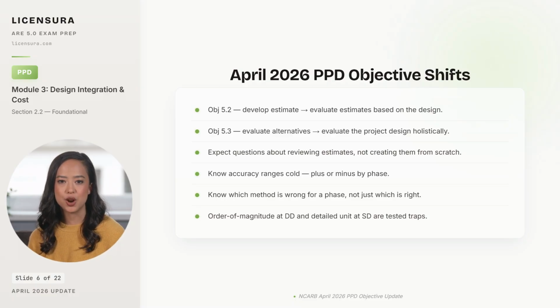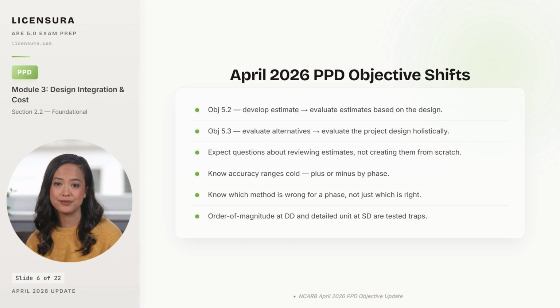Know which method is wrong for a phase, not just which is right. Order of magnitude at DD and detailed unit cost at SD are both classic tested traps, and recognizing them on sight is how you score points. Walk away with these 5 takeaways, and you will pass the cost method matching questions cleanly.